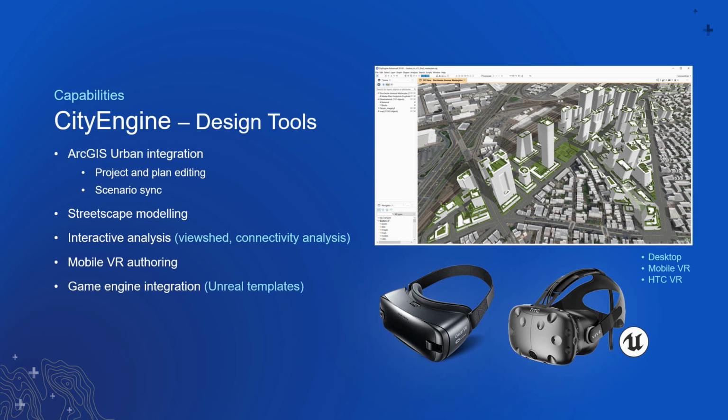You can sync the scenarios to CityEngine. You can open up and enhance the buildings. So in CityEngine, you can actually touch the buildings and edit and modify them. You can apply rules to make them more visually compelling. You can add in streets and streetscapes. You conduct interactive analysis. So CityEngine has interactive viewshed tools that measure visibility. It has connectivity analysis for the road networks. You can then publish that back as a scenario in ArcGIS Urban, or you can start sharing it out.